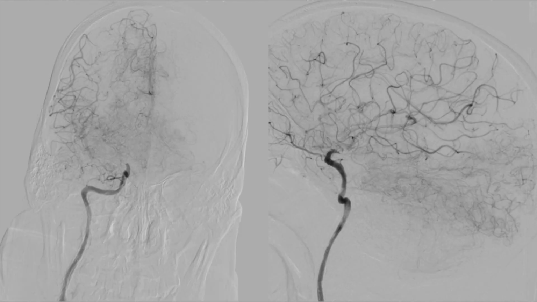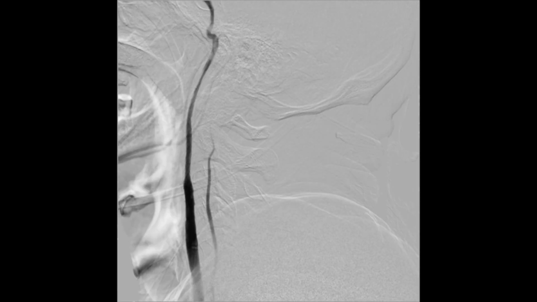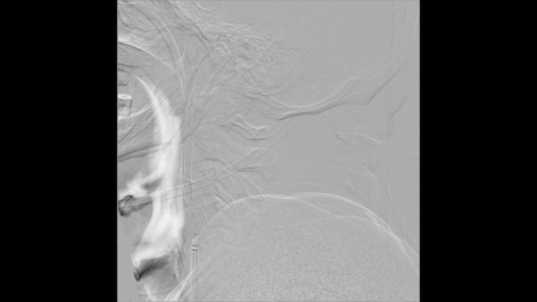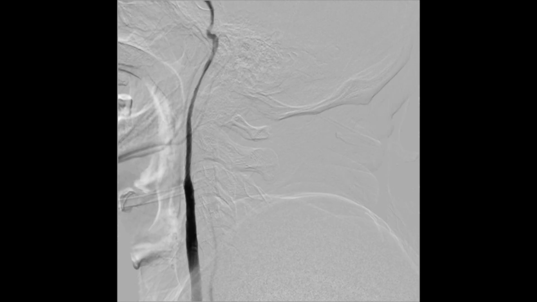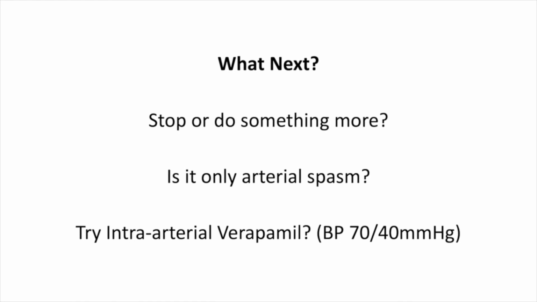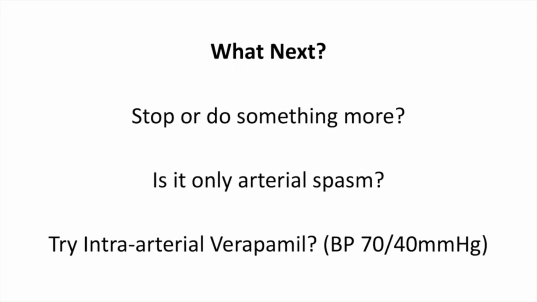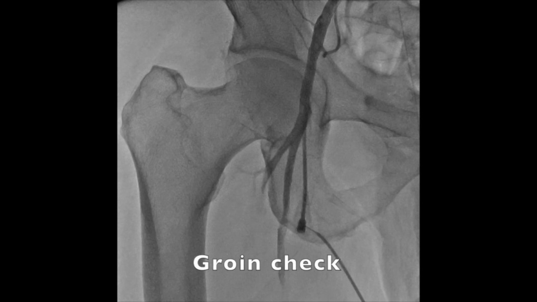I wanted to give verapamil at this stage, but the patient's blood pressure was 70 by 30, so I did not give it. You can see the spasm here in the carotid. So at this stage, I would like to know what else should be done. Considering it's spasm, we decided to stop.